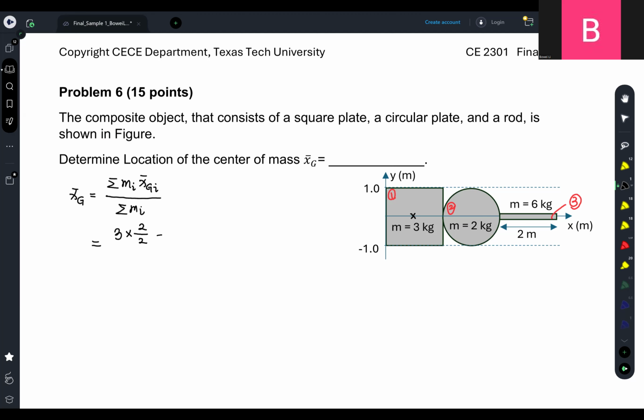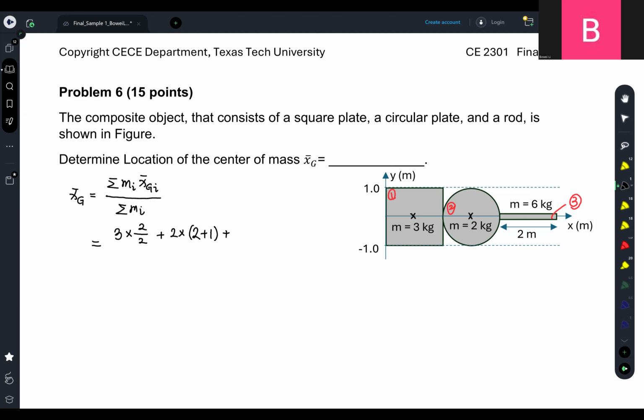Plus the mass of the second part, which is 2, times the location of the center of mass of the circular plate. It is at the very center of the circle, right? So its x coordinate equals the length of the side of the square, which is 2, plus the radius of that circular plate, which is 1, right?